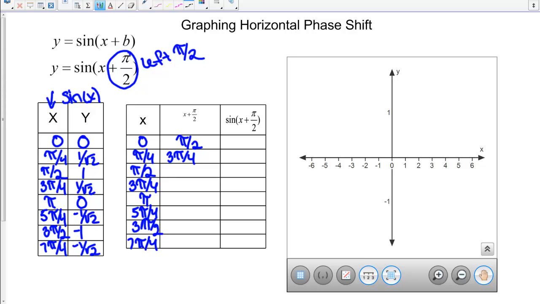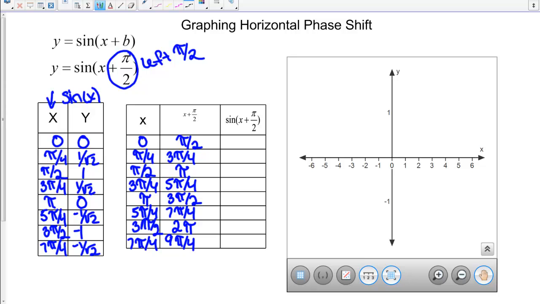Pi over 2 plus pi over 2 gives me pi. 3 pi over 4 plus pi over 2 gives me 5 pi over 4. Pi plus pi over 2 is 3 pi over 2. 5 pi over 4 plus pi over 2 gives me 7 pi over 4. 3 pi over 2 plus pi over 2 gives me 2 pi. And 7 pi over 4 plus pi over 2 gives me 9 pi over 4.